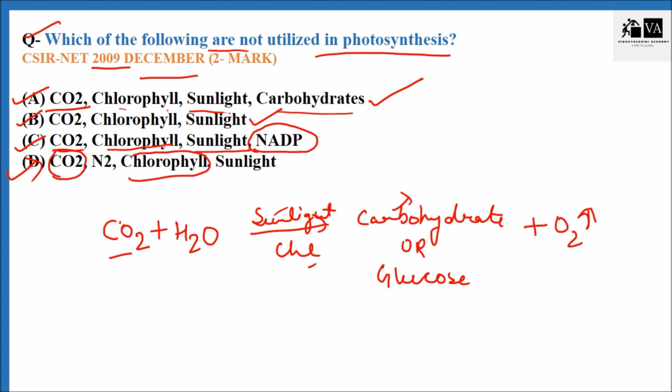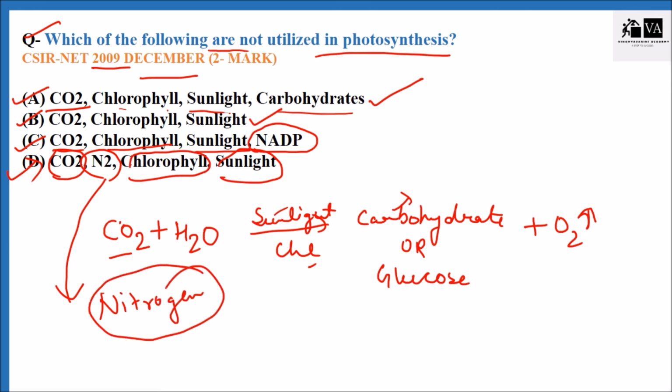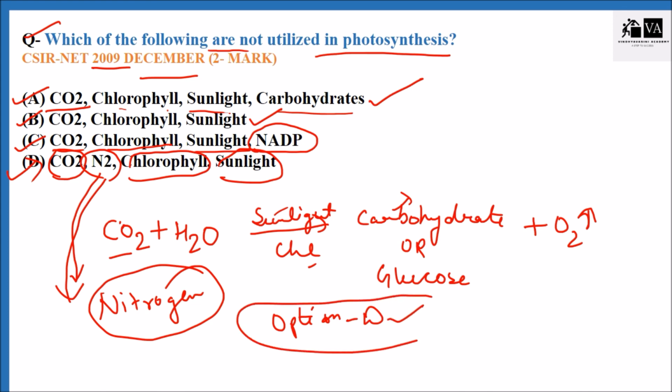So if we look at option D, CO2 is involved, right? Chlorophyll is involved, right? Sunlight is involved, right? N2, nitrogen, is not involved in photosynthesis. So if we read the question, which of the following are not utilized in photosynthesis? Nitrogen is not utilized in photosynthesis. So option D is correct, because nitrogen is not involved in photosynthesis.